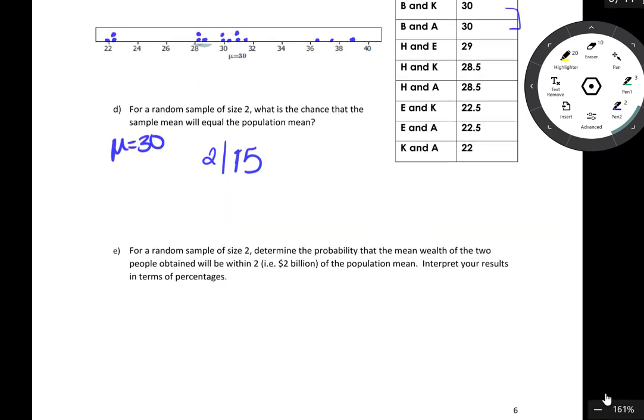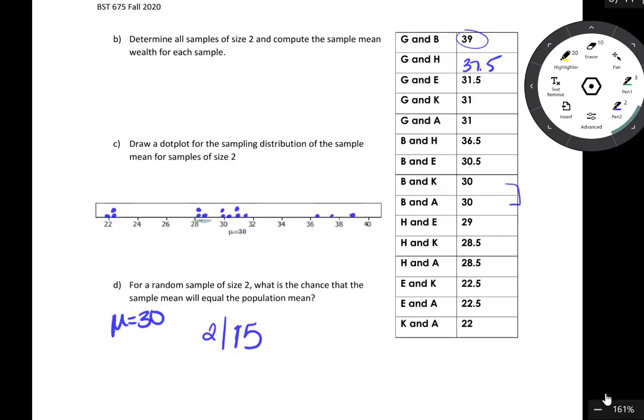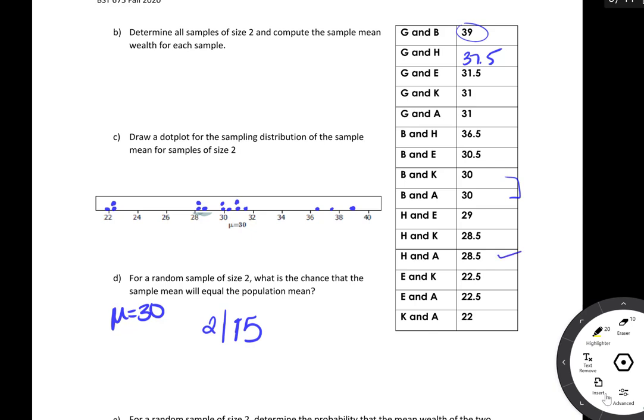Alluding to that idea, for a random sample of size 2, determine the probability that the mean wealth of the two people obtained will be within 2 of the population mean. Again, remember that our population mean is equal to 30. So if we're going to be within 2, that means between 28 and 32. Now if we go up here and look at all of the values that are between 28 and 32, notice we're going to have the following. We've got this one and this one, this one, this one, this one, that one, that one, that one, and that one.